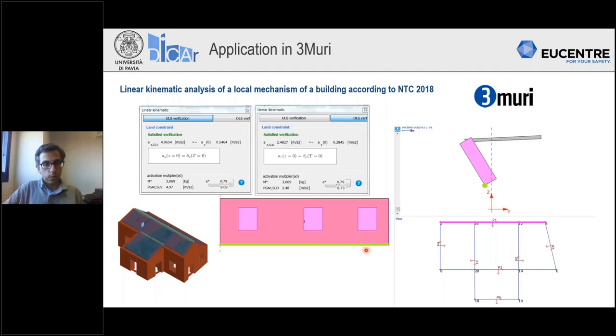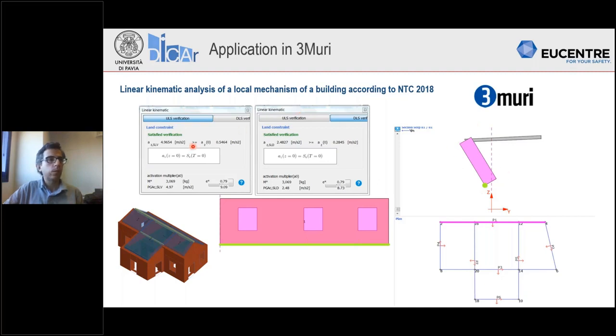What you can do is to draw the mechanism that you want to check. Here, for example, I wanted to check the overturning of all the facade, but what you can do is to draw the perimeter of the mechanism to be checked. I wanted also to check only a simple overturning, so I was adding only a hinge at the base. And here you can see the mechanism that I want to verify.